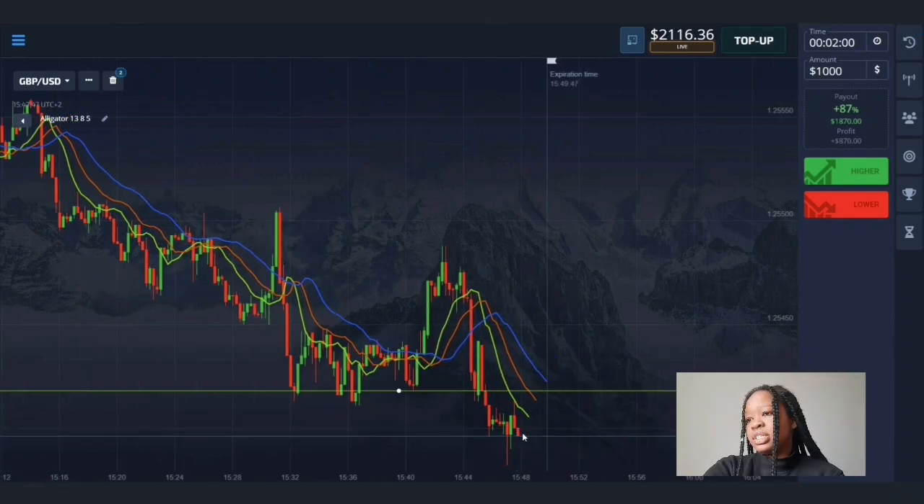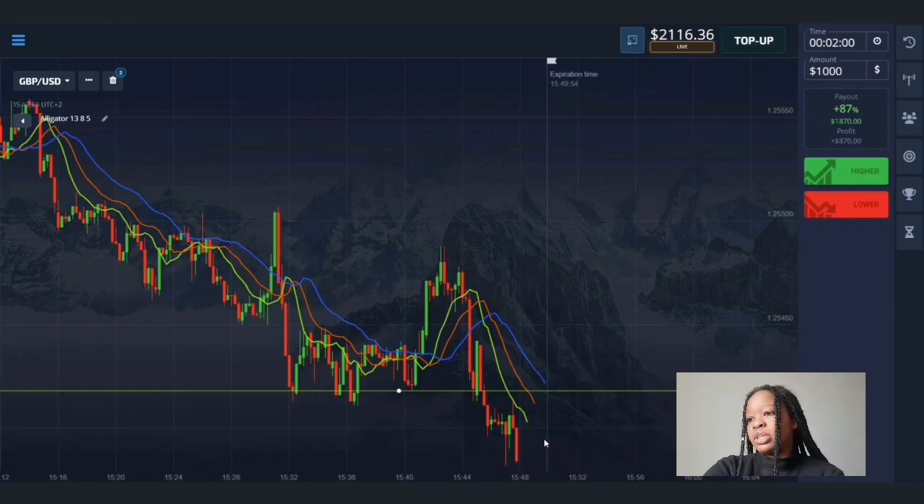So analyzing this, breakout of the level occurred and it has brought me my profit, which is now, you can see, $2,000. So I think I'll find the last transaction for today.